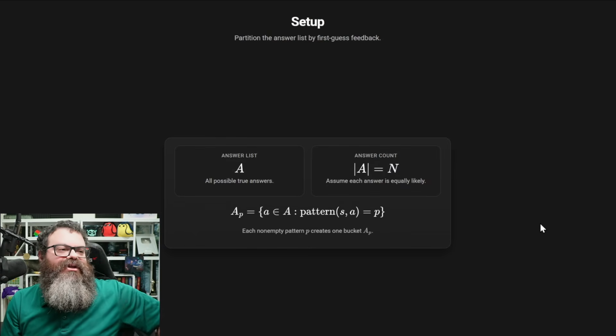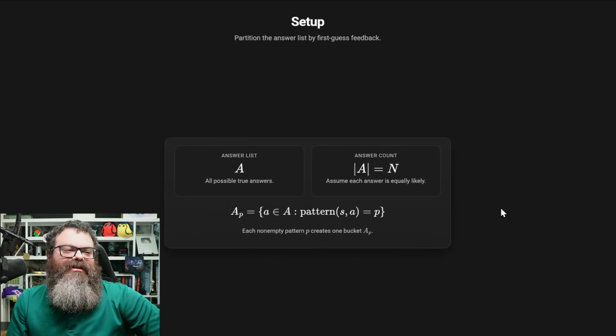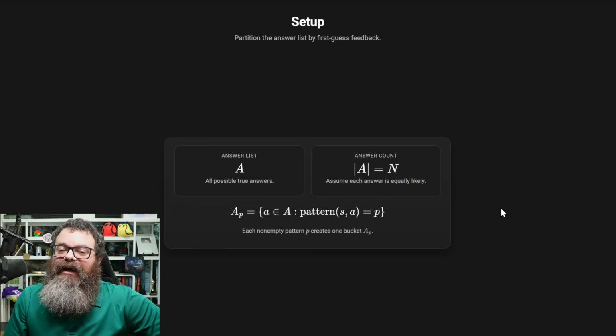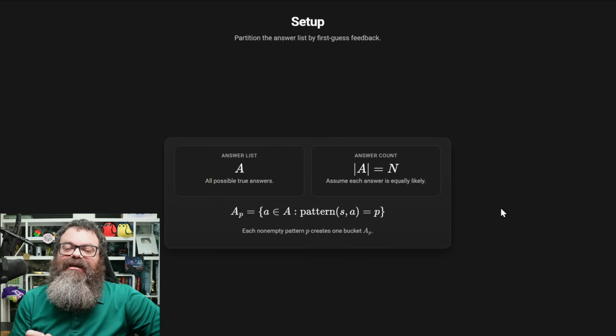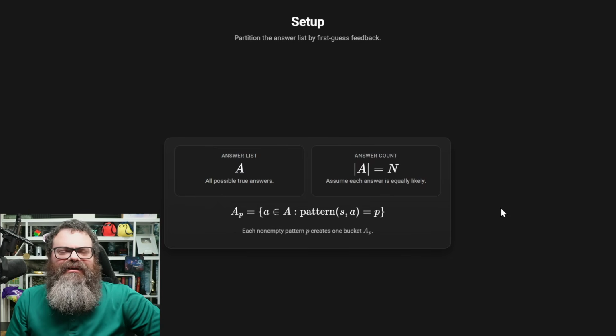So we're going to define some terms here. First of all, we have our answer list. This is all the possible true answers. Now, this isn't everything you can guess. This is just words that are most likely to be an answer. And to do this process, I extracted the answer list from the official Wordle bot. It has a list of things it considers to be possible answers, and I extracted from there. It's somewhere around 3,000 words.